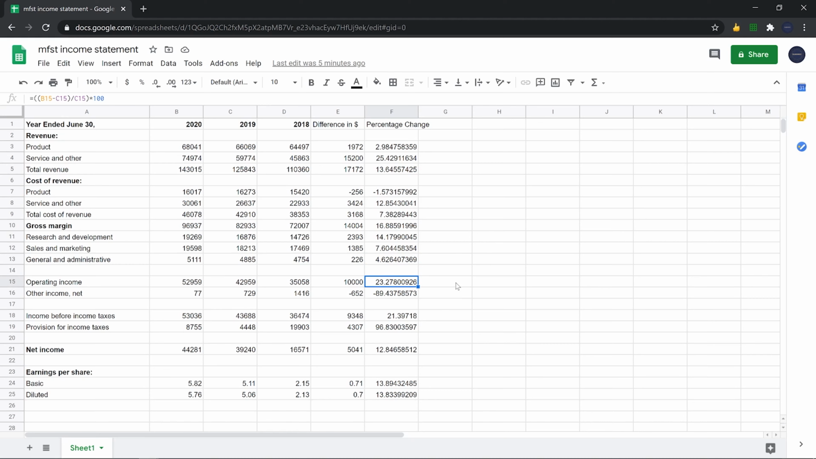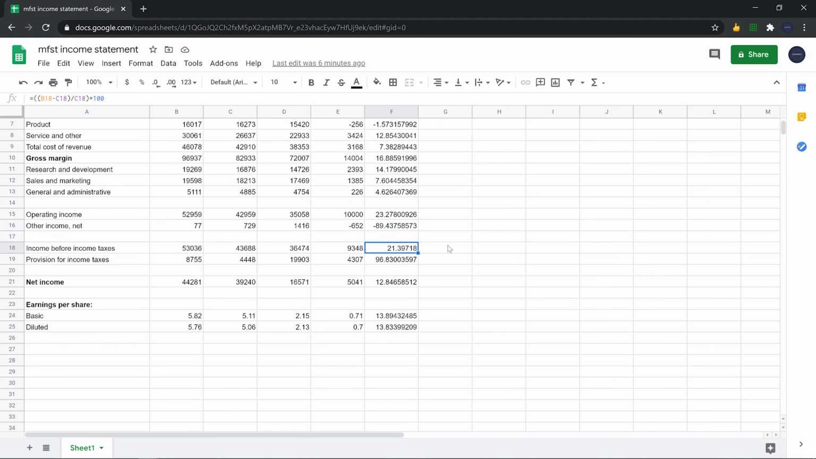We go down below to the operating income and we see a beautiful number of 23.27%. It's beautiful. That's a difference of $10 billion. And we go down here to other income and we see a negative difference of 89%. I wonder what that was. This was probably a sell-off of some kind of investment that they had or something like that, but I don't think that this leaves any dent in Microsoft's finances. Then we go to income before income taxes, and that's a 21% change. That's a whopping $9.3 billion.